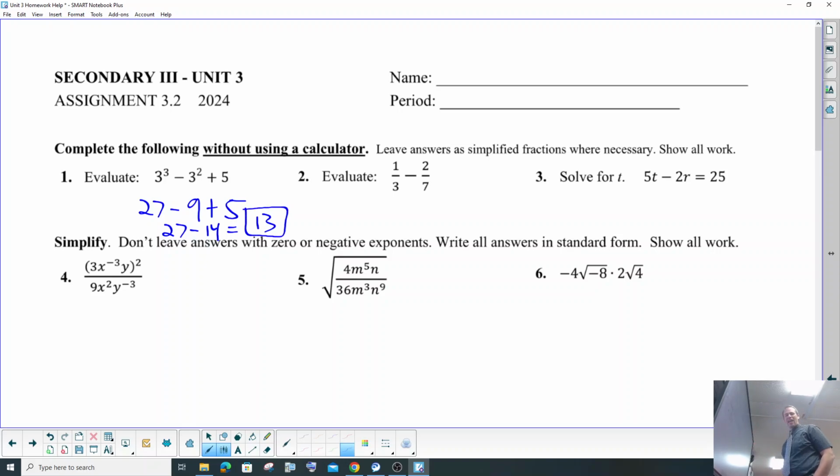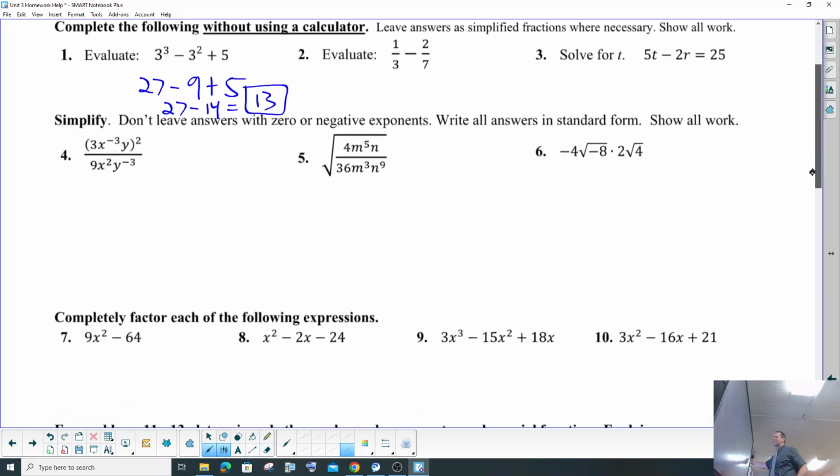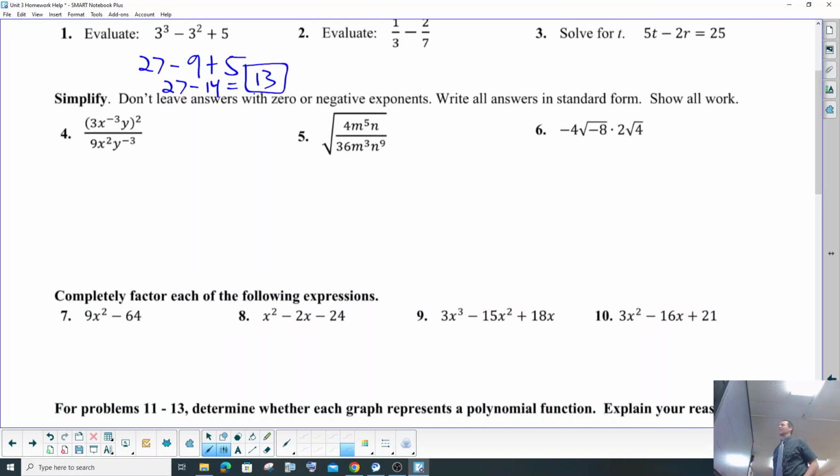Add 2r to the other side, and then divide by 5. Way-o. Keep on trying your best on these problems. Number 4, 5, and 6 is more review from Unit 1. So keep on reviewing, right?